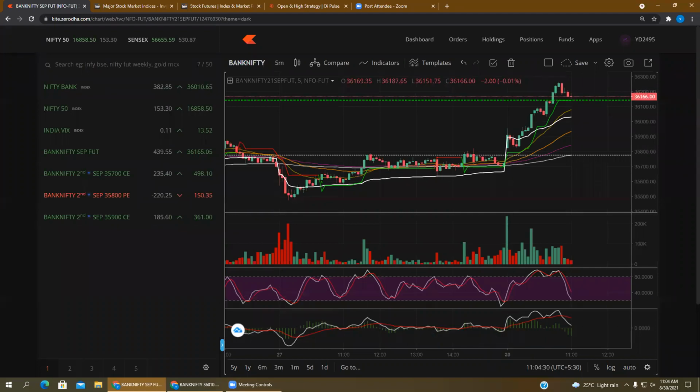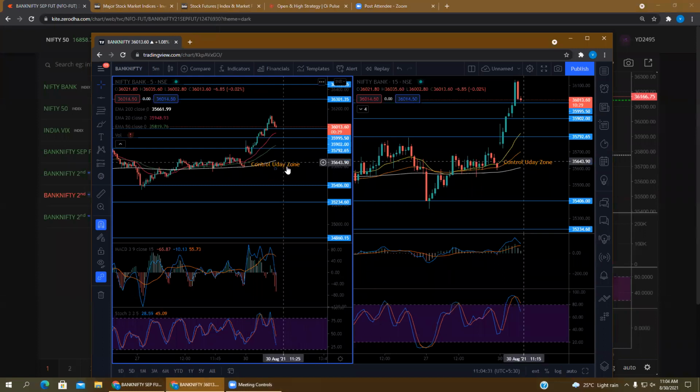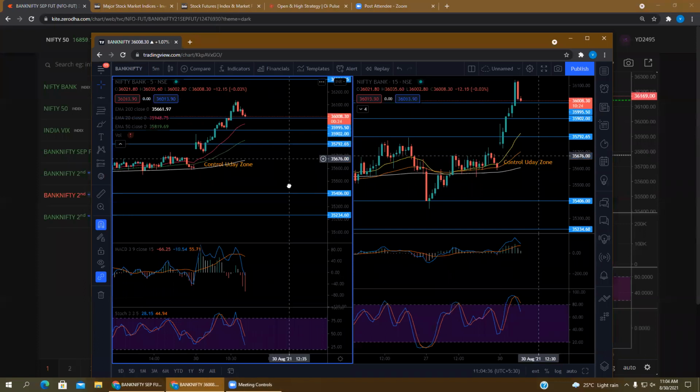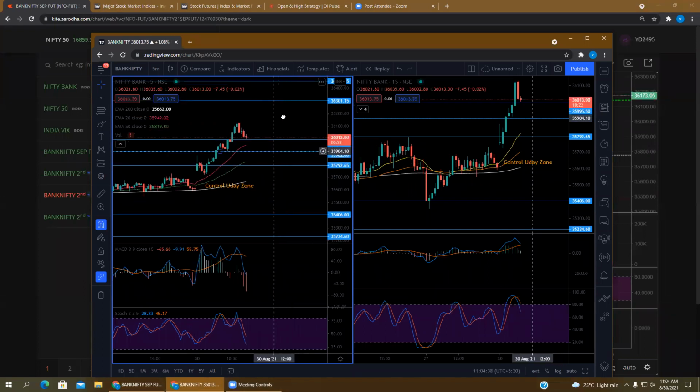How to control over trading? This is what I do. Control Uday zone. Now, if you want to mark a control Uday zone, this is what I can do.